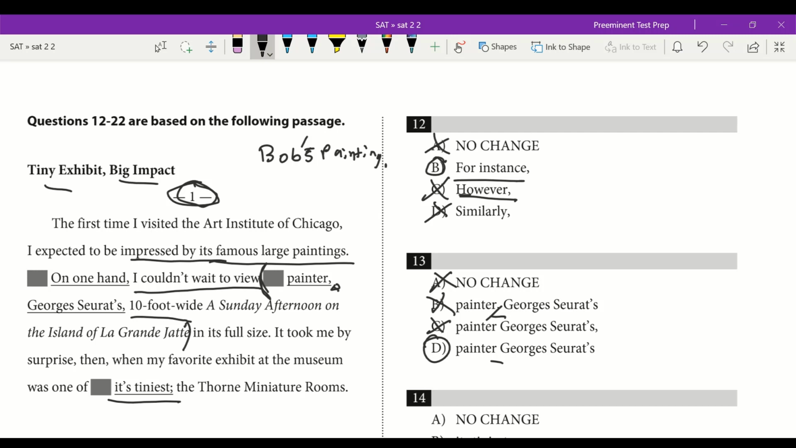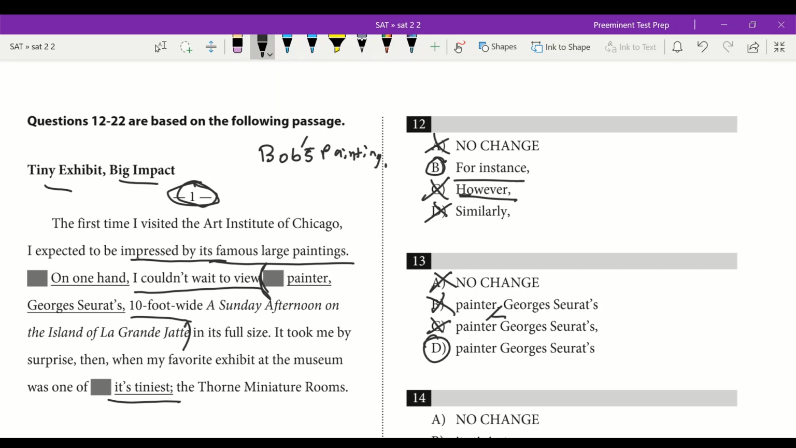Another way to think about this is if you were just talking to someone and you were to say, painter George Seurat's 10-foot-wide A Sunday Afternoon. When you say that, you don't take a pause, right? Sometimes, and not always, don't take this as always, with a comma, if you don't take a space as you're saying it, that can help you if you're stuck. If it's a 50-50 toss-up and you don't know, you say it in your head, obviously, because you can't speak on the SAT, and if you don't pause when you're saying it, then you can probably remove the comma. That's not an absolute rule, but if you're caught 50-50 and you don't know the grammar rule, that's what you can use to help you.